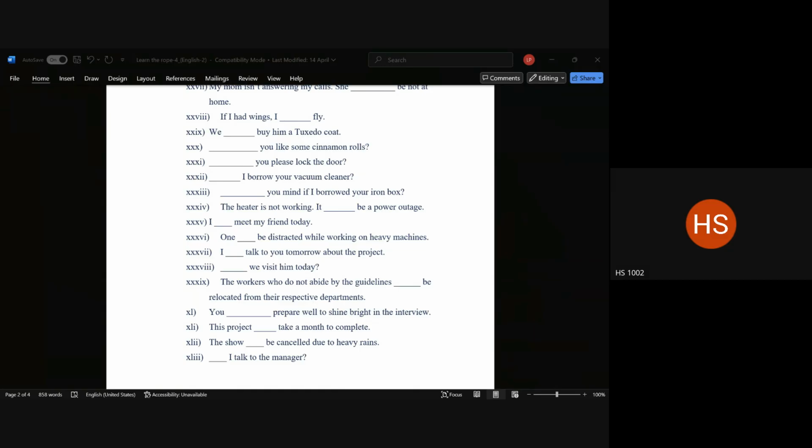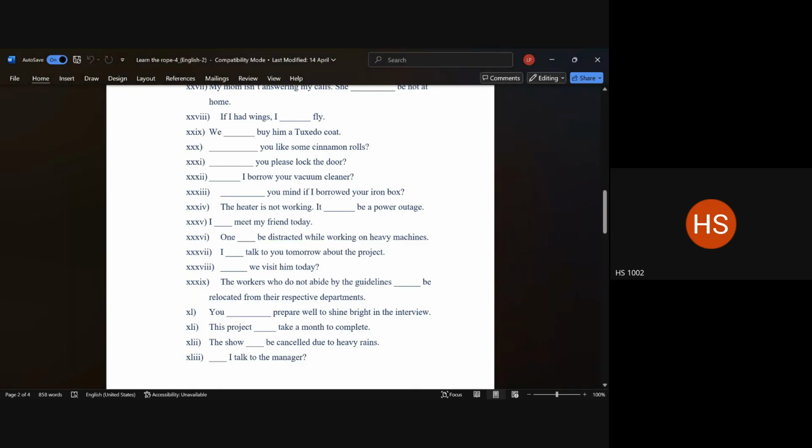Okay. So next one would be it dash. Oh yeah, the heater is not working. It dash be a power outage. It could be. It might be. It may be. Yes. It must be also, right? We discussed that use of must, right? When you're making a deduction and there's a certainty, then you use must. Must be a power outage.